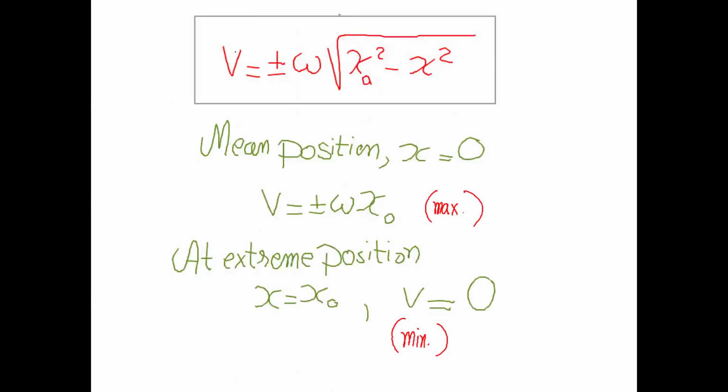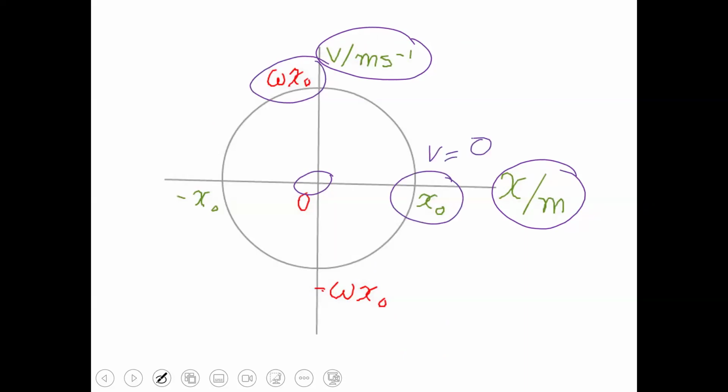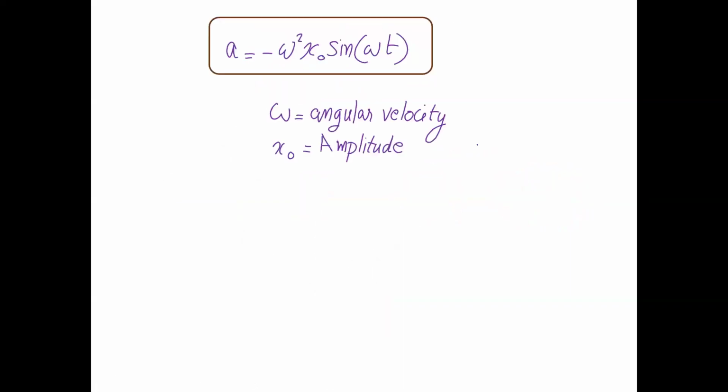This is the alternate formula for velocity, which is plus minus omega times the square root of x naught square minus x square. So at the mean position, x is equal to 0, and at the extreme position, velocity is equal to 0. This is a very important sketch. Look at the shape. It's a circle. Y-axis is velocity and x-axis is displacement. When you reach the mean position, velocity is maximum. At the extreme position, velocity is 0.